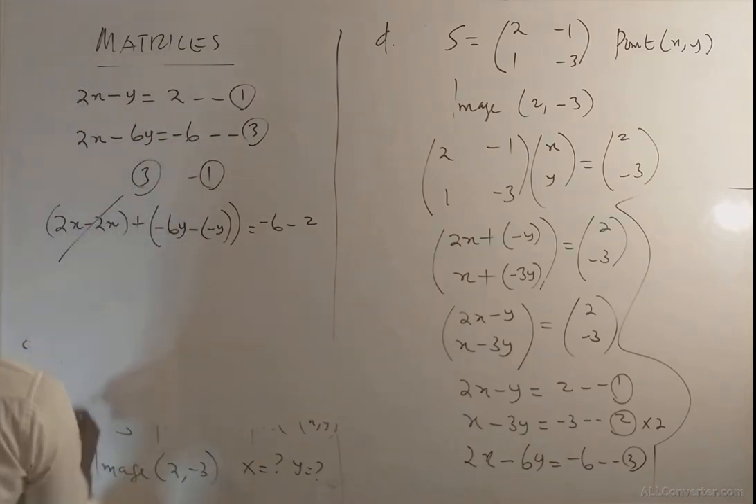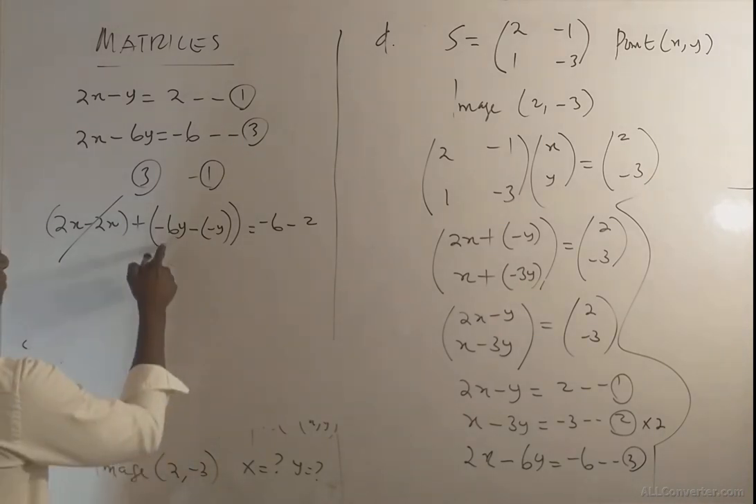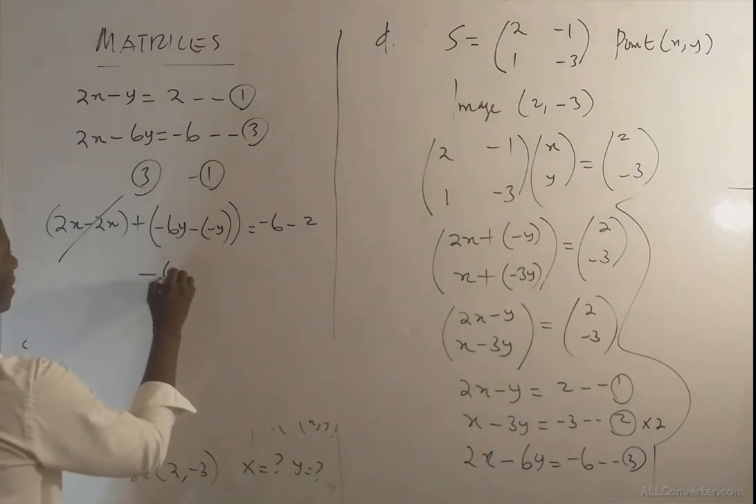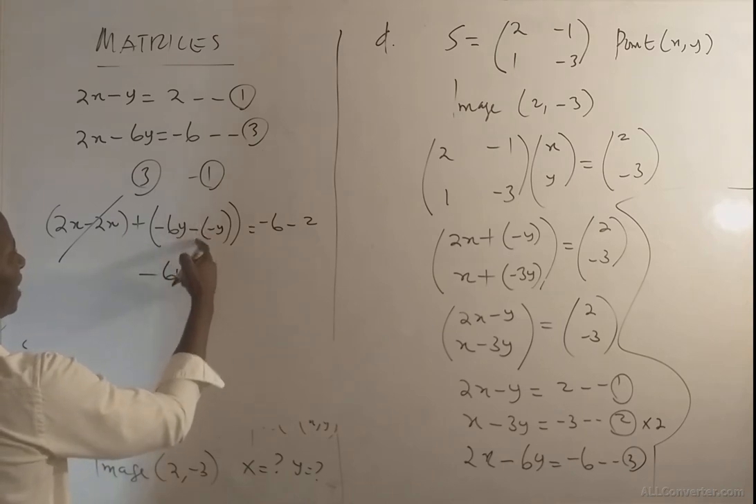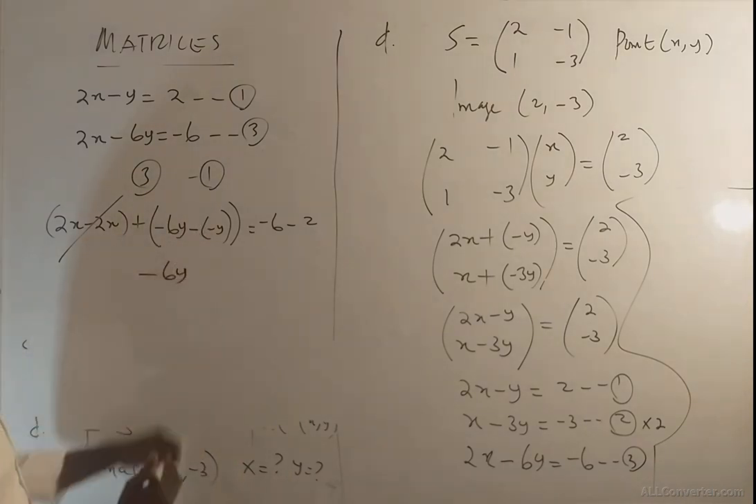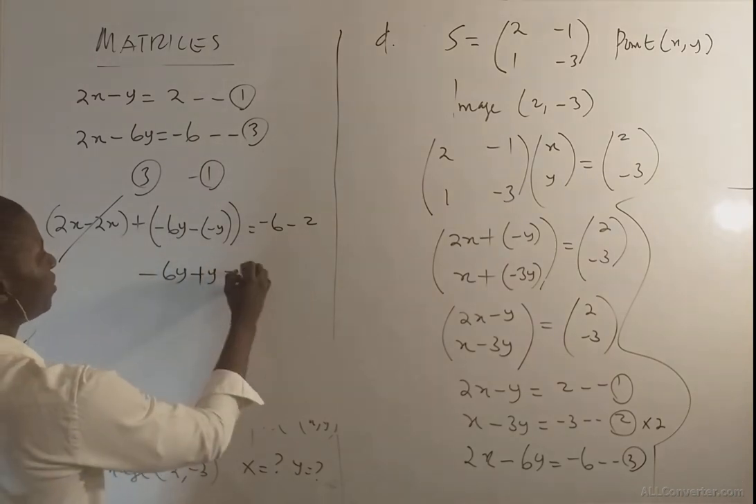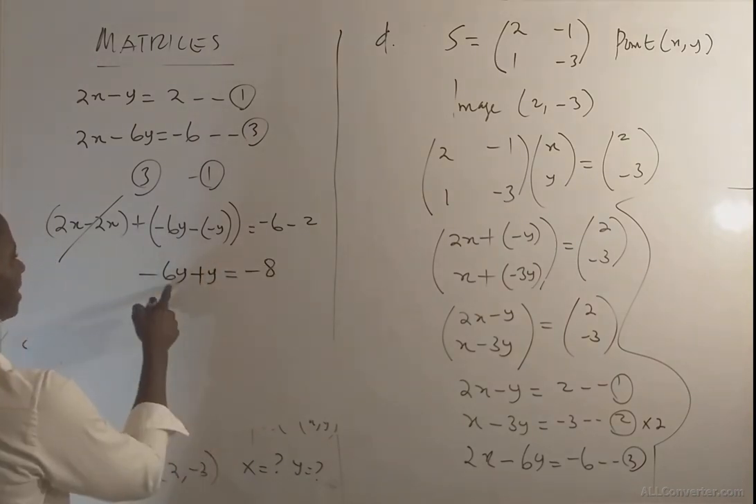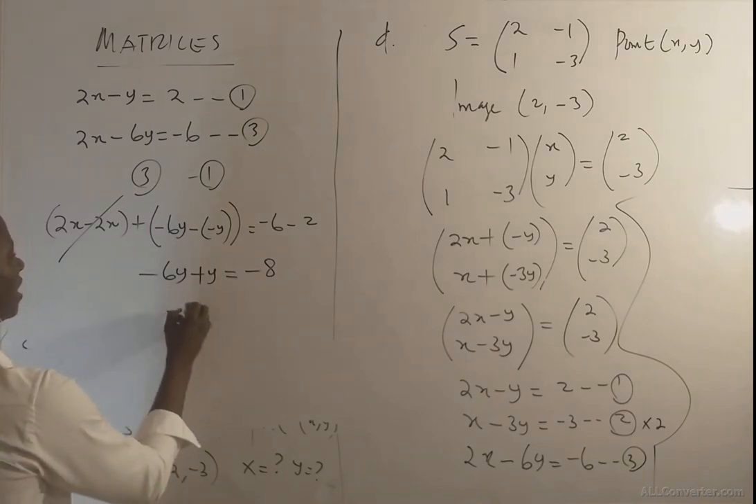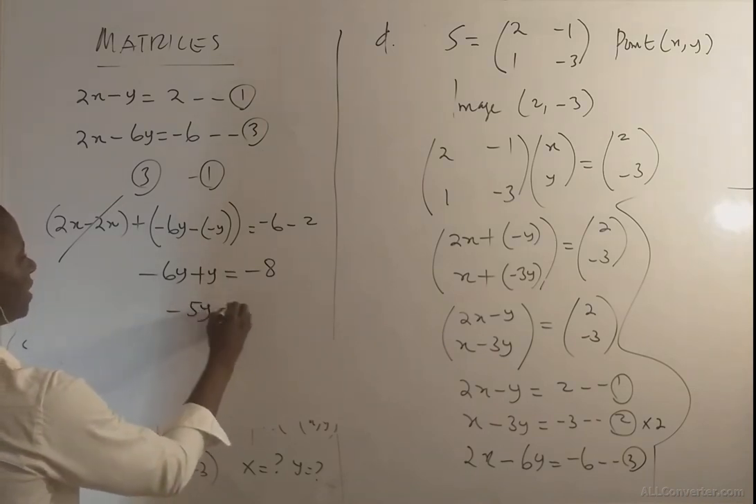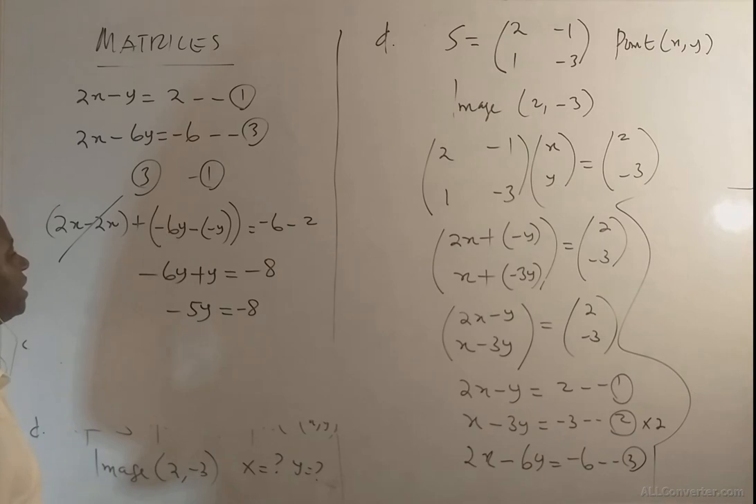So this is gone. Now here we have minus 6y. The coefficient here is minus 1. Minus 1 times minus y will give us plus y. So we have plus y is equal to minus 6 minus 2, which is minus 8. And minus 6y plus y will give us minus 5y. This is equal to minus 8.